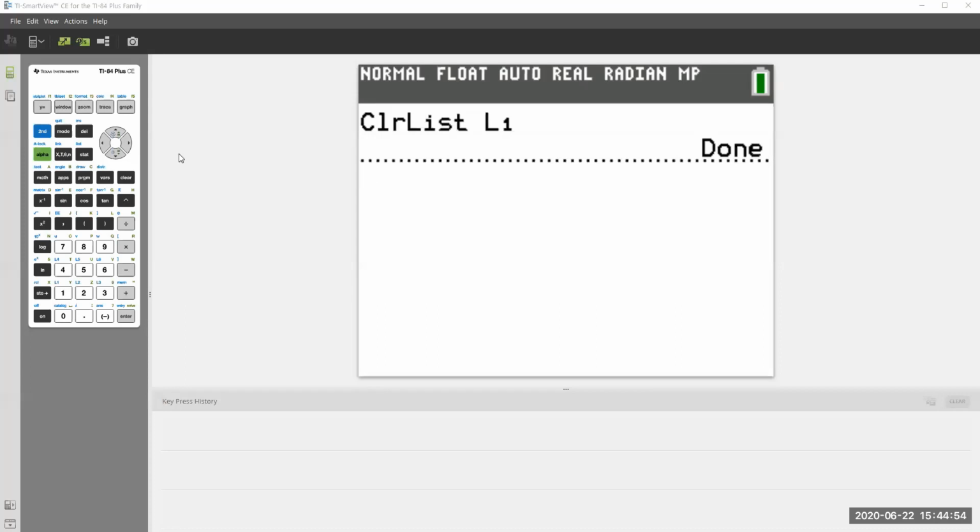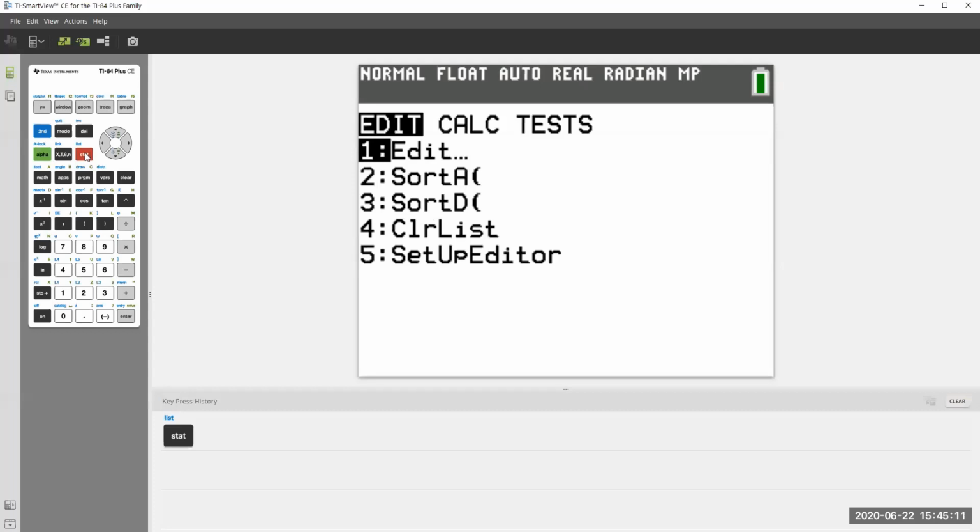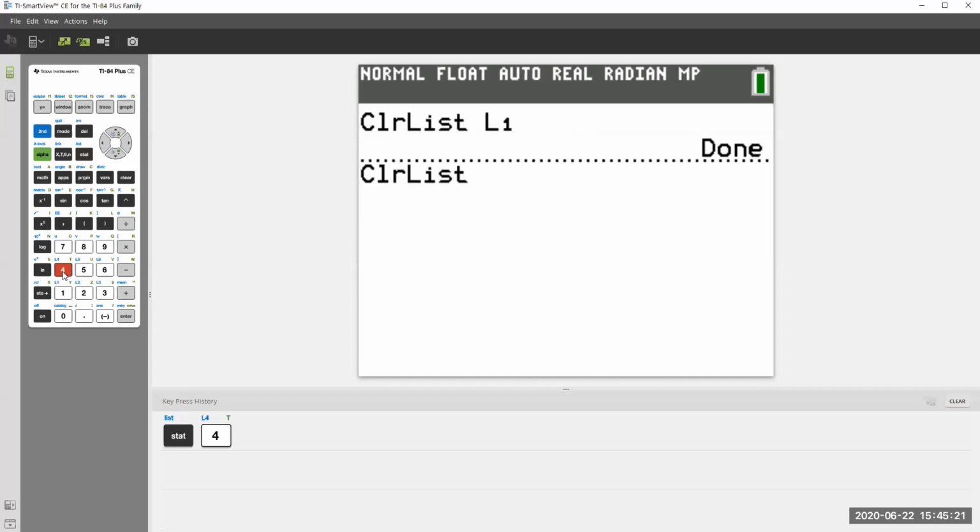Let's say I want to find the mean and the median for my sample data. What I'm going to do first is click on stat, and then select or press 4 for clearing. I want to clear the list first. I want to make sure there are no numbers stored in the calculator.